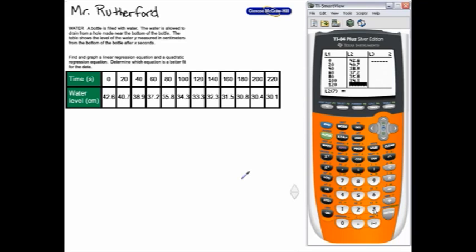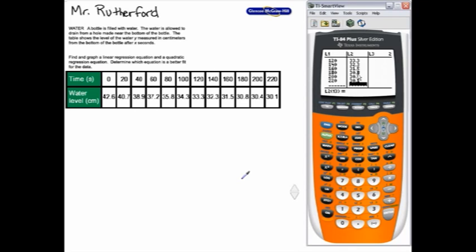Next we have 33.3, then 32.3, followed by 31.5, next is 30.8, next is 30.4, and finally we have 30.1 centimeters of water. So now we have all of our data entered into the two lists.